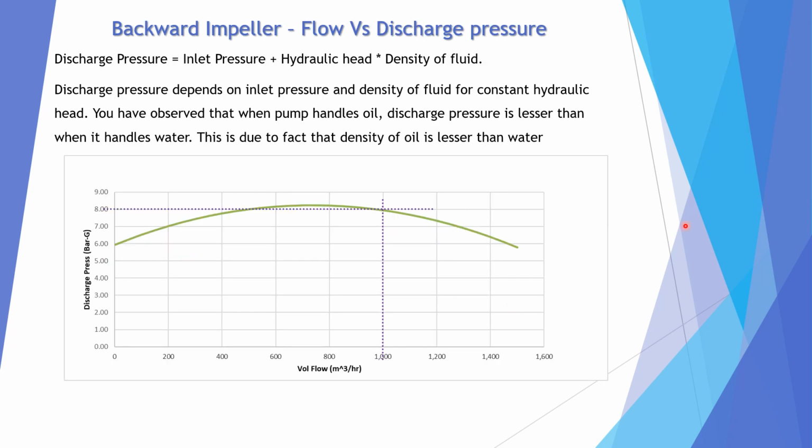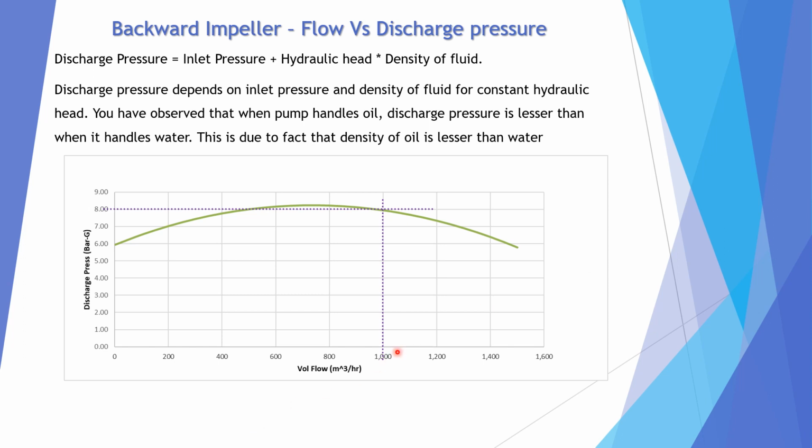Now in terms of the flow versus pressure curve, the x-axis is flow, the y-axis is discharge pressure, and discharge pressure is equal to inlet pressure plus hydraulic head into density of the fluid. So discharge pressure depends on inlet pressure and density of the fluid for constant hydraulic head. You have also observed that when a pump handles oil, discharge pressure is lesser than when it handles water, because the density of oil is lesser than the density of water. So you can see from this expression, discharge pressure also depends on the density of the fluid.